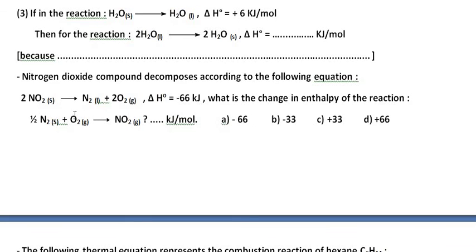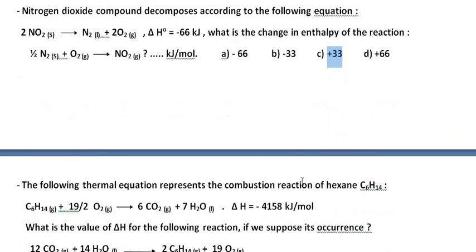So the delta H of the second one is the same, minus 66. No, but plus, because this one is the opposite of this one, and also divided over 2. So the answer is plus 33. This is the answer. Why? It is the opposite and multiplied by half or divided by 2. So this is the answer.